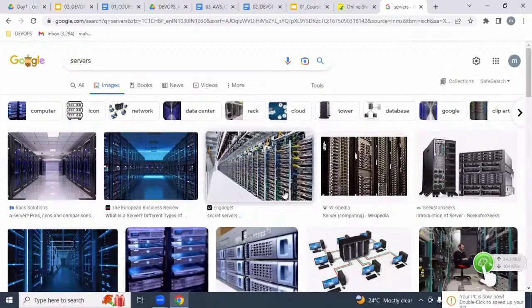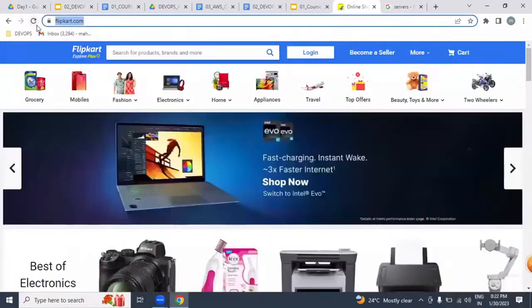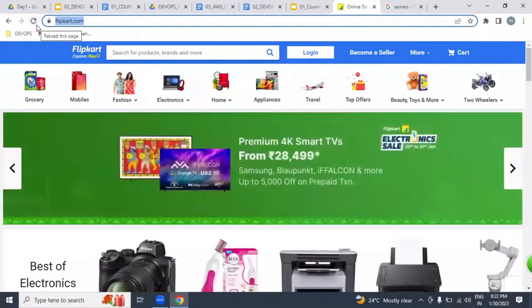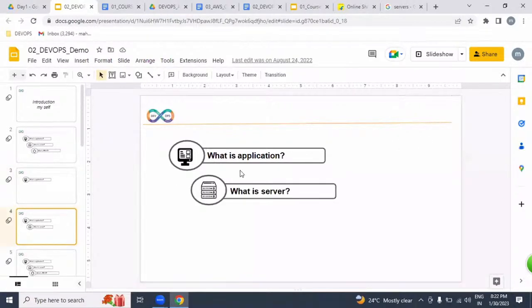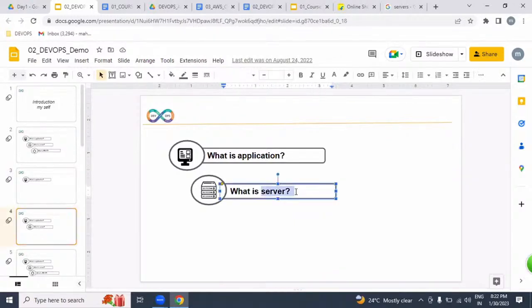For implementing this DevOps process, we are going to be learning some tool stack. Which tool stack are we going to be learning, guys? We're going to be learning Git.